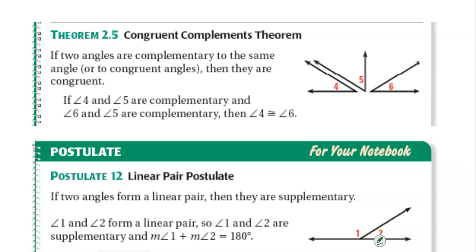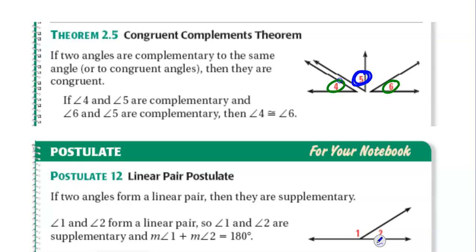Theorem 2.5 is the congruent complements theorem. And that states if two angles are complementary to the same angle or to congruent angles, then they are congruent. So if we had angle 4 and angle 5, and we know they're complementary, which means they add up to 90 degrees, and we know angle 6 and angle 5 are complementary, then we know angle 4 and angle 6 are congruent.